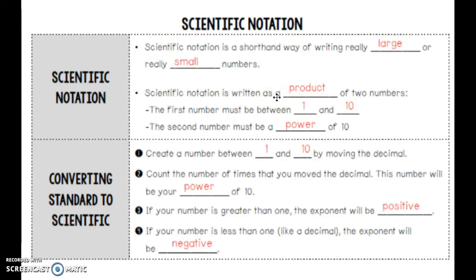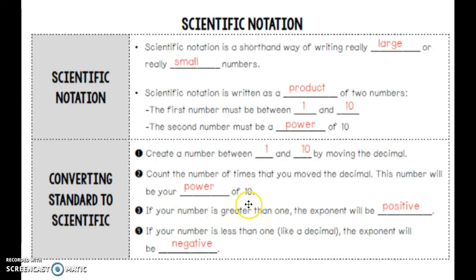Scientific notation is actually a product of two numbers. The first number must be between 1 and 10, and the second number must be a power of 10. So to convert standard to scientific, we first have to make the number between 1 and 10. You're simply going to move the decimal point over to get that number between 1 and 10. And then you're going to count the number of times that you moved your decimal point. This number ends up being your power or your exponent that you'll put on your 10.